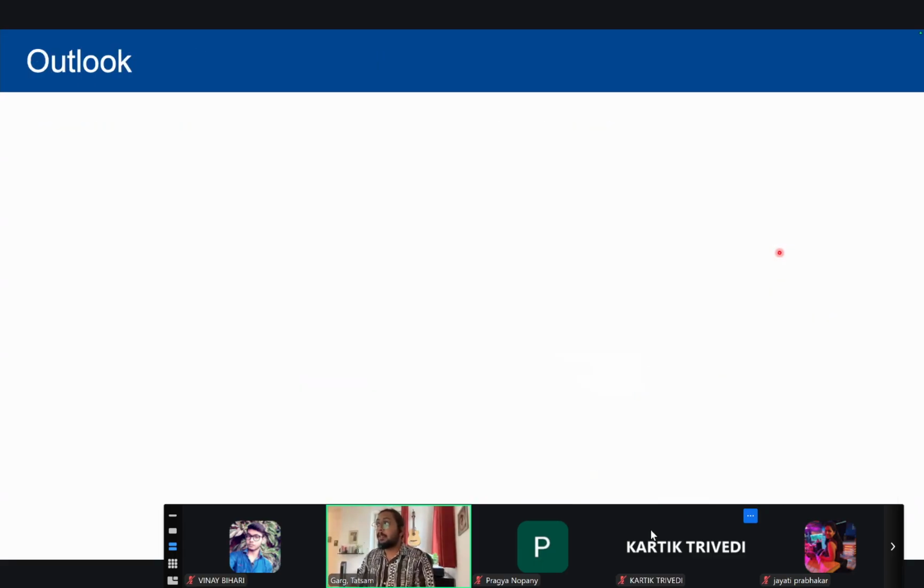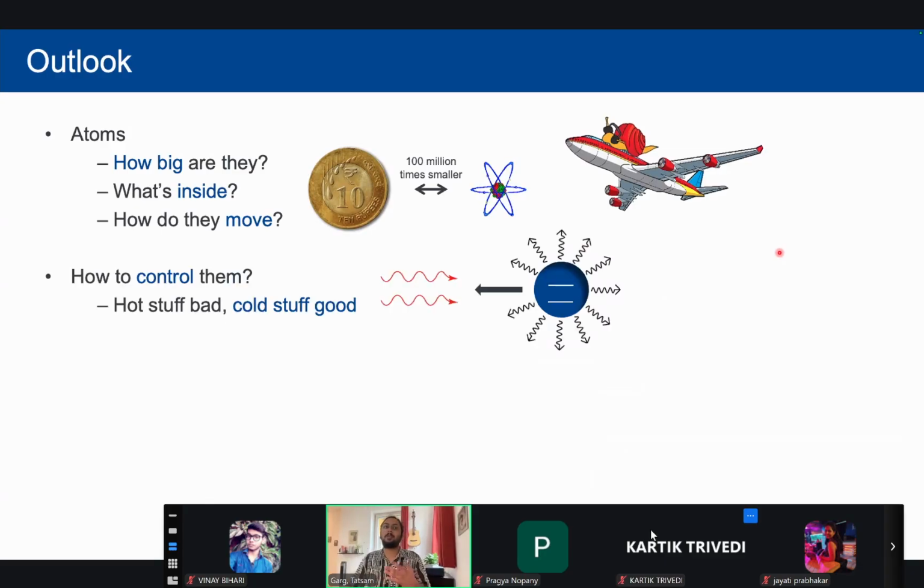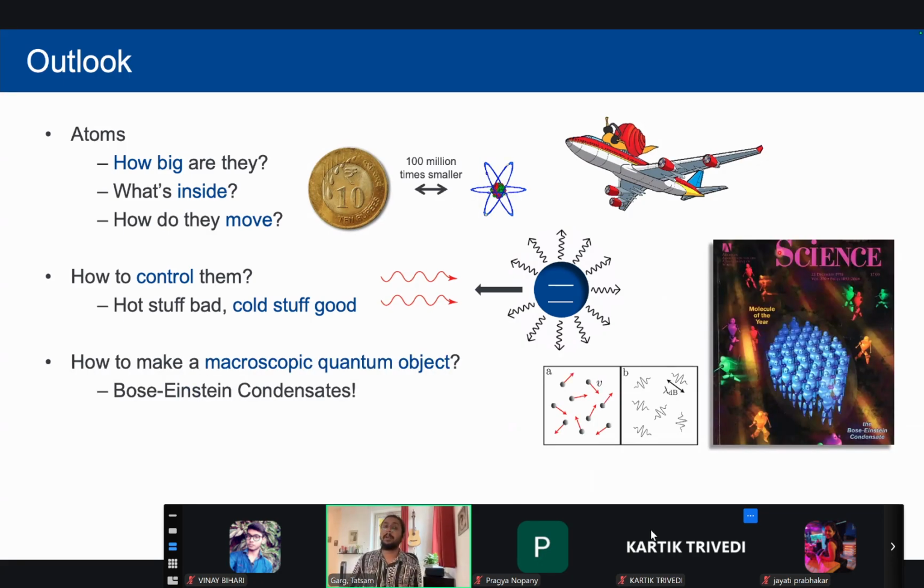Yeah. That brings me to the outlook of my talk. We've come a long way. We started from these very simple, basic questions of what are atoms, how big are they, what's inside them, and how do they move, right? And then we went on to beginning to understand how to control them, right? How to make them colder, techniques of laser cooling, and how we can benefit from them, right? And then we touched upon what is a quantum object really, and how to make a quantum object that we can look at with our naked eye.